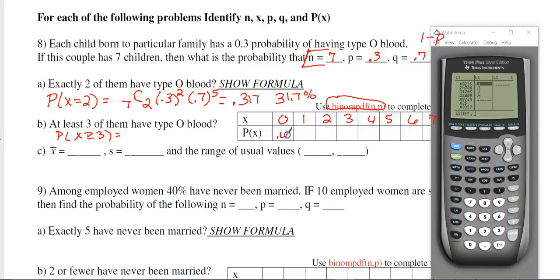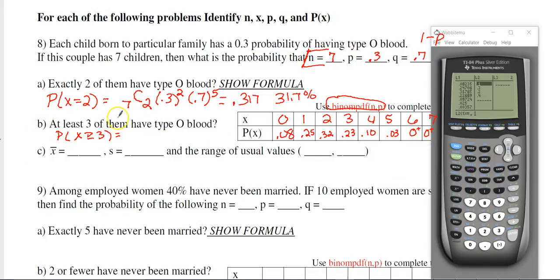0.08 is the first one. 0.25 is the next one. Then 0.32. 3 is 0.23. 4 is 0.10. 5 is 0.03. 6 is 0 plus. And 7 is 0 plus, which means it's a little more than 0.